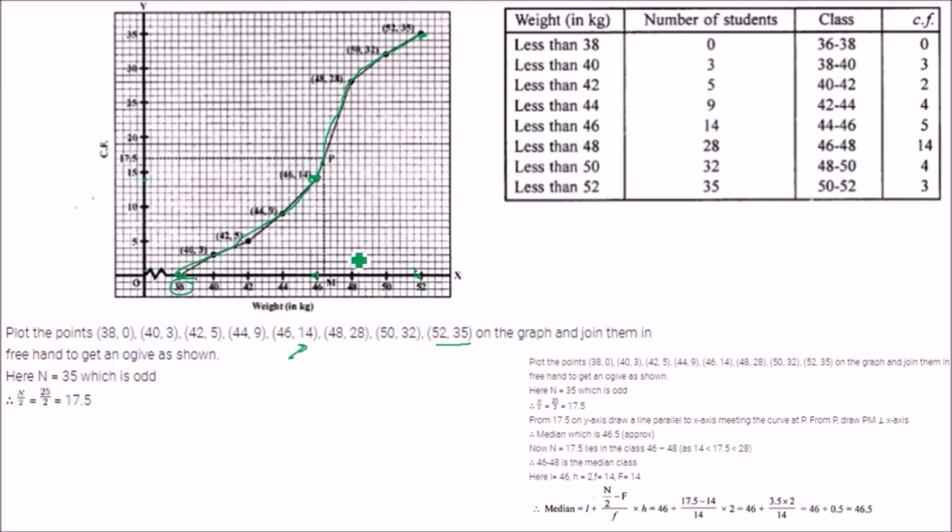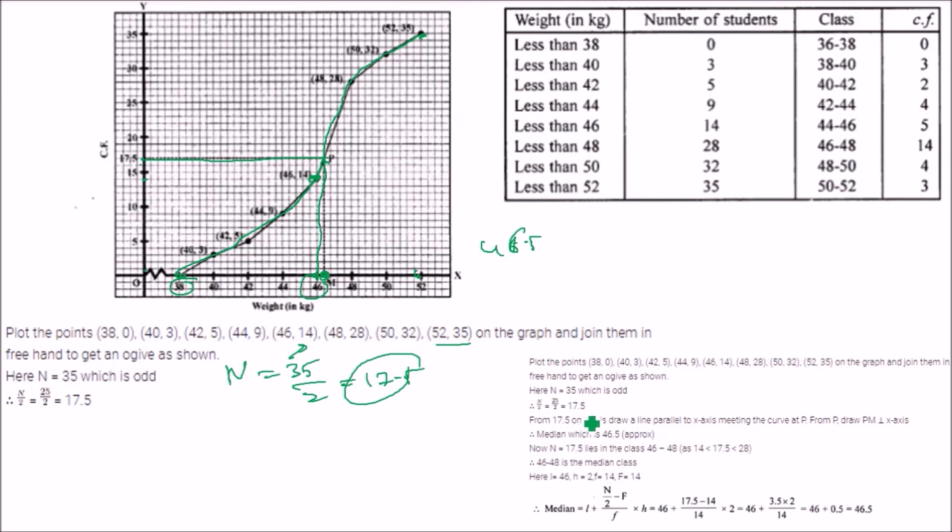Now we have to find out the median from the graph. Take n, which is 35, and n by 2 is 17.5. So this is the 17.5 cumulative frequency. Just draw a line from 17.5, see where it intersects, and draw a line parallel to the y-axis, and this is the median. If you see properly, it comes to approximately 46.5.